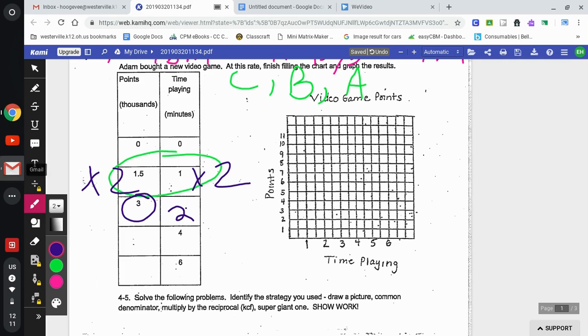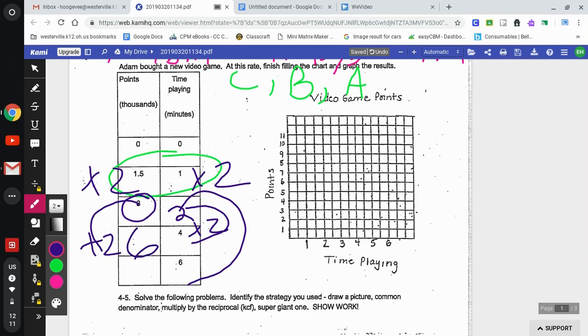Next, I can look at my relationship between 2 and 4 and 2 and 6. Since we're going up, we are multiplying. So 2 times 2 is 4. So what I do to one side, I do to the other. 3 times 2 is 6. So he scores 6 points in 4 minutes. Same thing. From 2 to 6 is times 3. So from 3 to 6, it's times 3. I get 9. Now graphing.